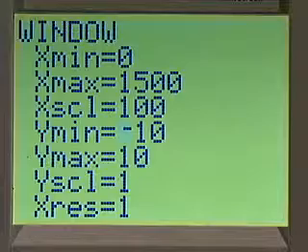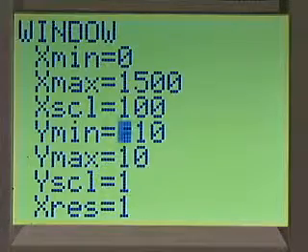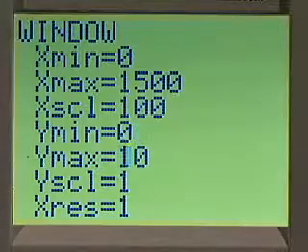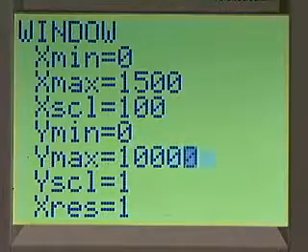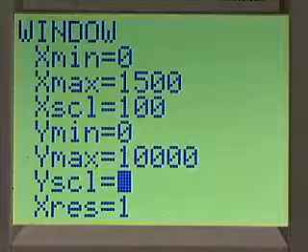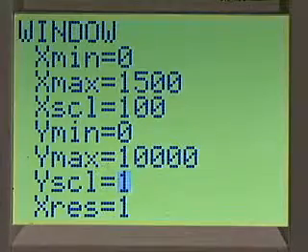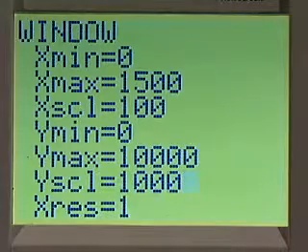Our y value stands for the amount of revenue. Obviously, the smallest amount of revenue you can make is nothing. The largest amount, again, I'm going to choose a fairly large value. $10,000 would be nice to make in a week. We are going to then end up having our y scale equal to 1,000.